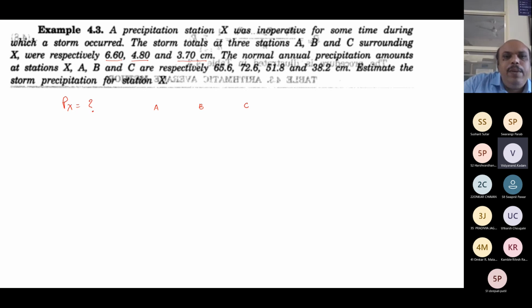Now anyone please tell me which type of data is available here. Okay, which type of rainfall data is available here?